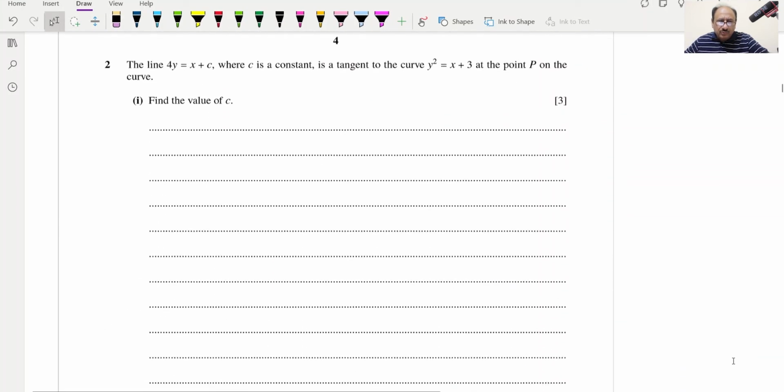Now question number 2 says the line 4y equals x plus c, where c is a constant, is a tangent to the curve, this one, at the point P on the curve. Find the value of c. Now the given equation of the curve is this one. So the gradient of the tangent to this curve will be dy by dx. Our equation is y squared equals x plus 3, and we can basically find the value of y.